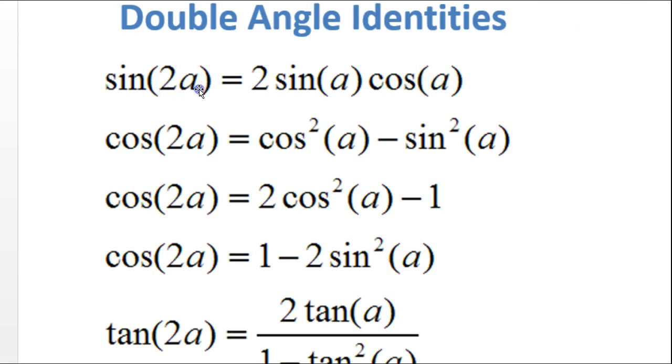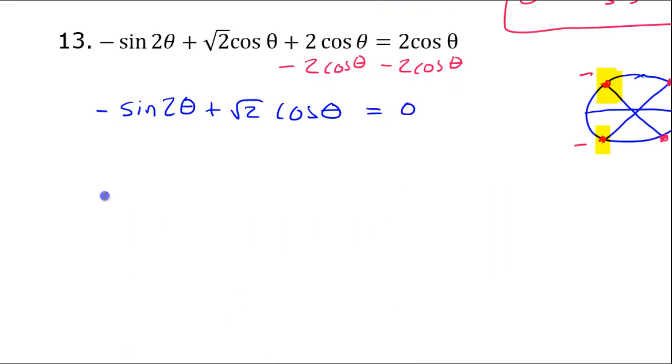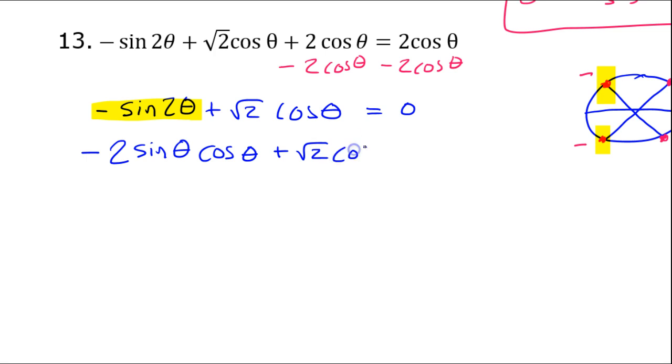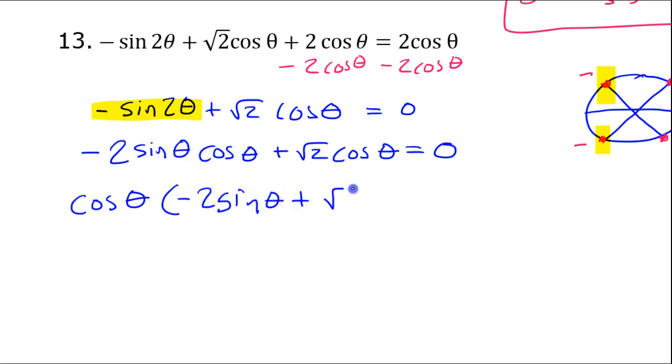So sine of 2 theta will equal 2 sine cosine. So I have this negative still, but I will have negative 2 sine theta cosine theta. Okay, that is just this part so far. Now I'm just going to bring down the rest of it. So here comes my plus radical 2 cosine theta. Okay, I see a common factor. I see a GCF happening, cosine theta. So let's bring that out front. So here's my GCF of cosine theta. That will leave behind negative 2 sine theta plus radical 2 is equal to 0.